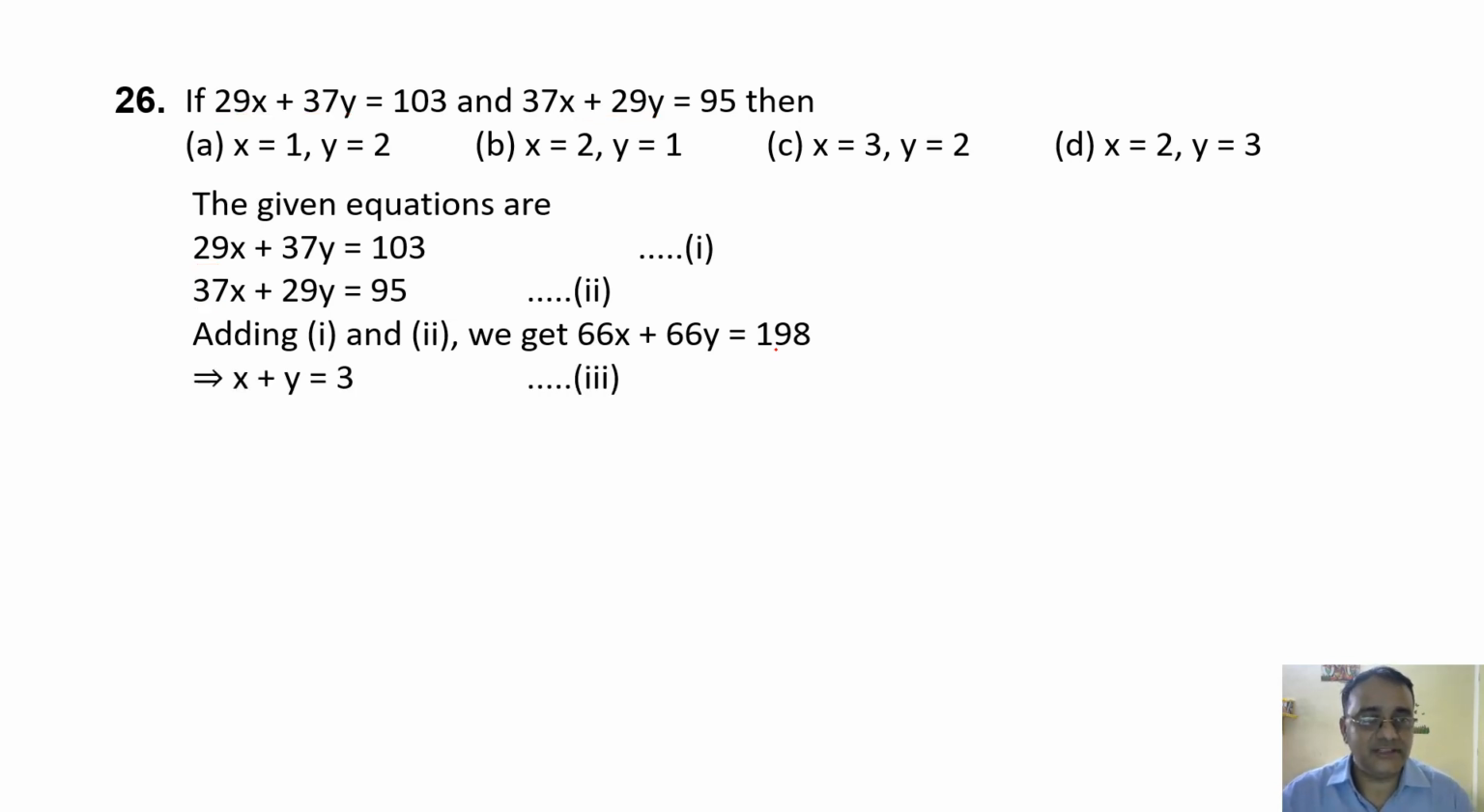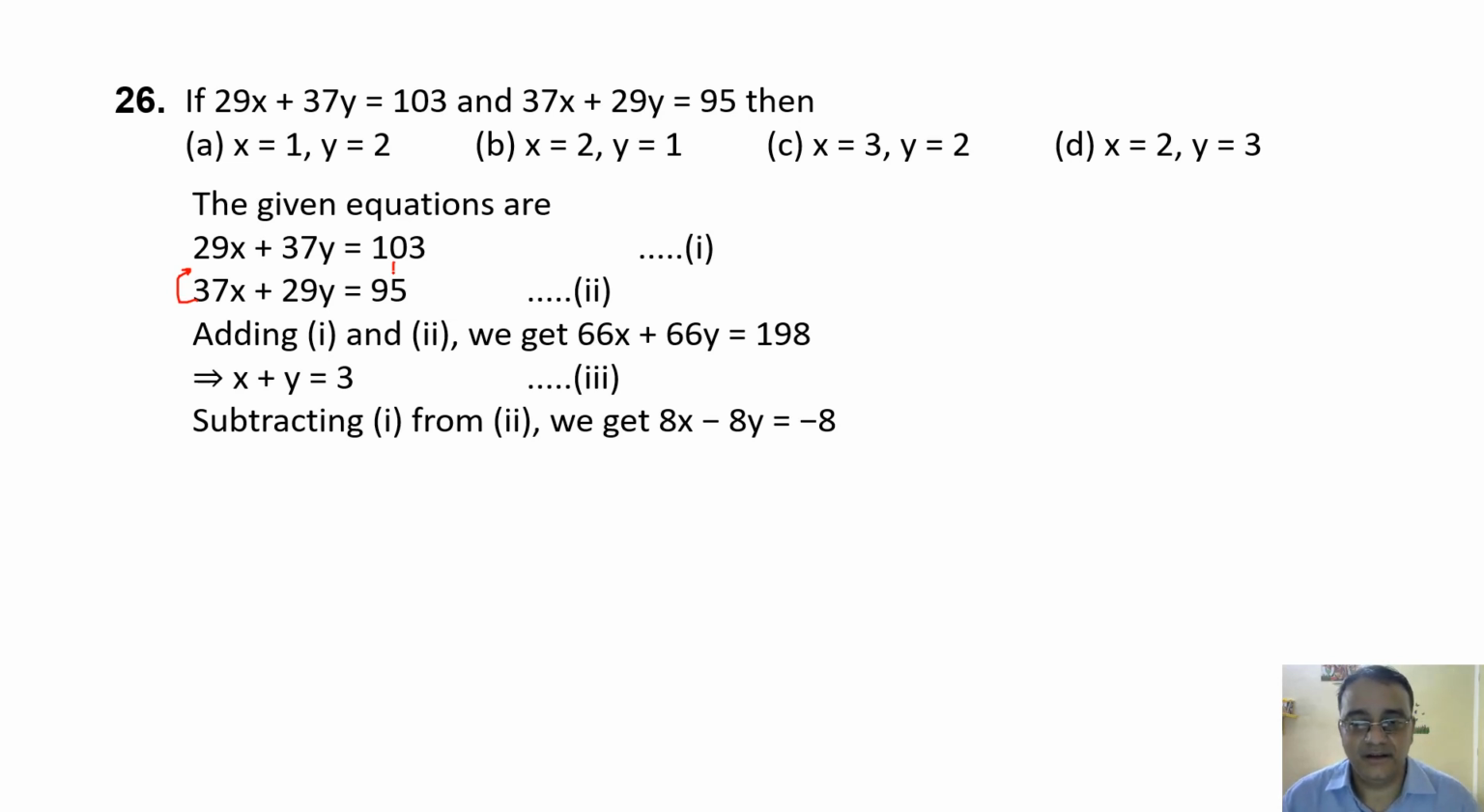Okay, now we are going to subtract. We will do it the other way, equation 2 minus 1. So 37 minus 29 is 8, 8x minus 8y, and this will also become minus 8. So if you divide all by 8, what will you get? x minus y is equal to minus 1. Right, very good. x minus y is equal to minus 1. Right, now we have to add these two equations. If you add, what will you get?